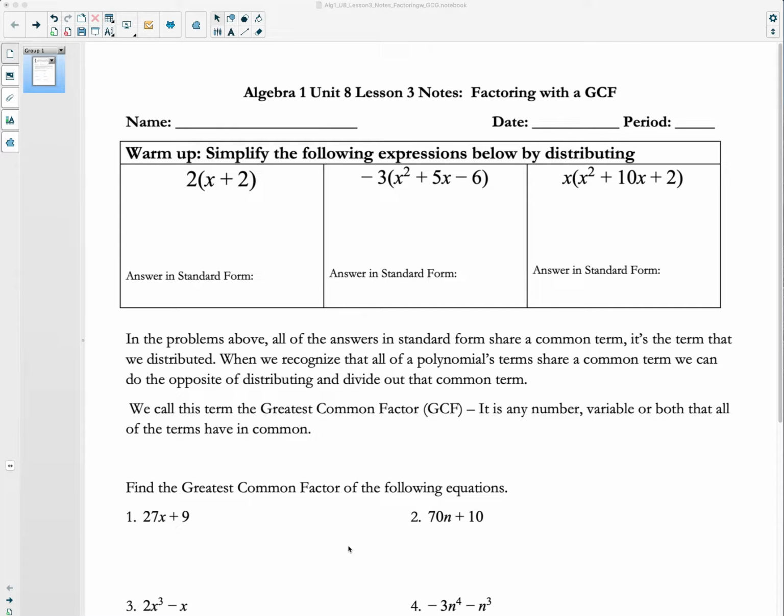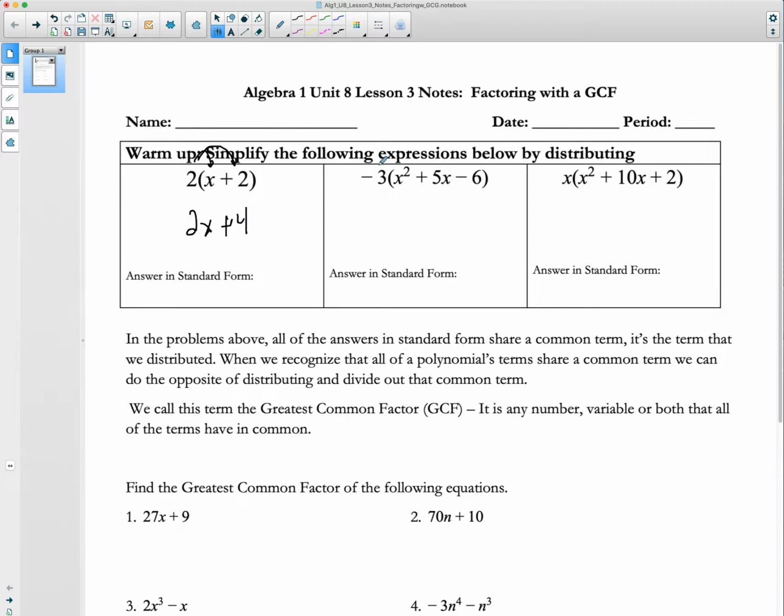All right, so hopefully you're finished with the opener here. Now, all we're doing is taking what's on the outside and we're distributing it into everything on the inside. So we're going to do 2 times x and 2 times 2. All right, and that would give us 2x plus 4.